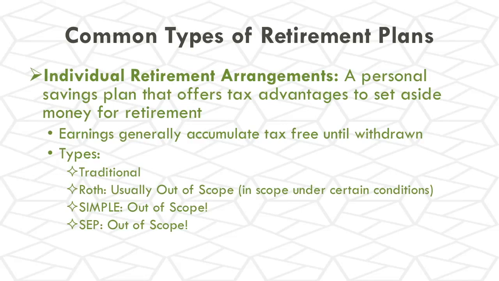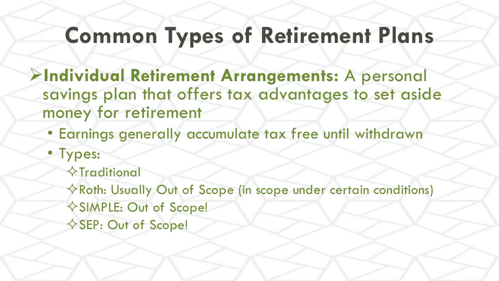There is also a Roth IRA, which is usually out of scope, but it is in scope under certain conditions, which we will talk about in part 2 of this session. There's also a SIMPLE and SEP individual retirement arrangement. Those are somewhat tied to employers, and therefore they're going to be out of scope for us. They are complicated, and we just can't deal with those at our sites.